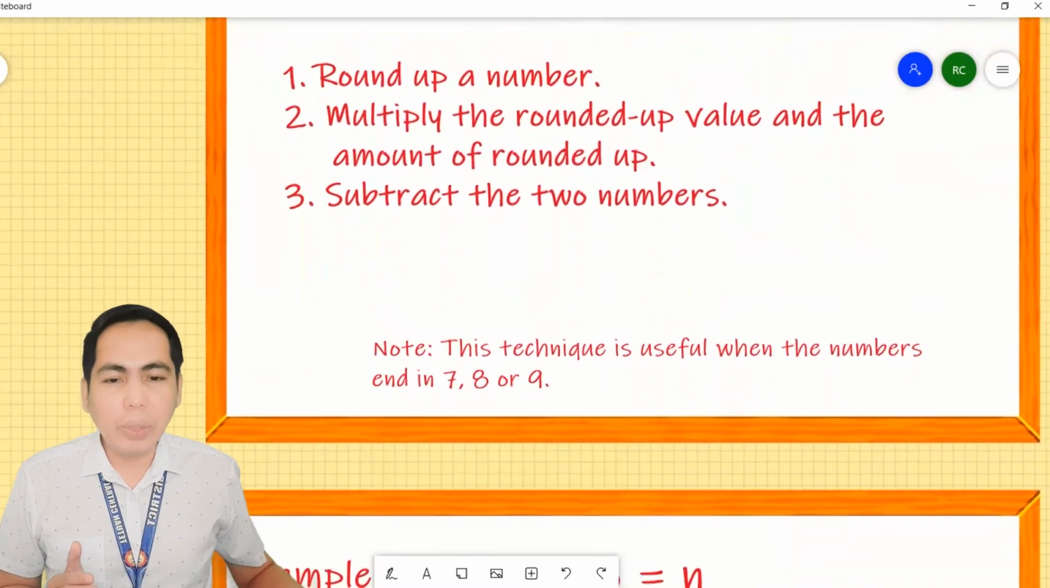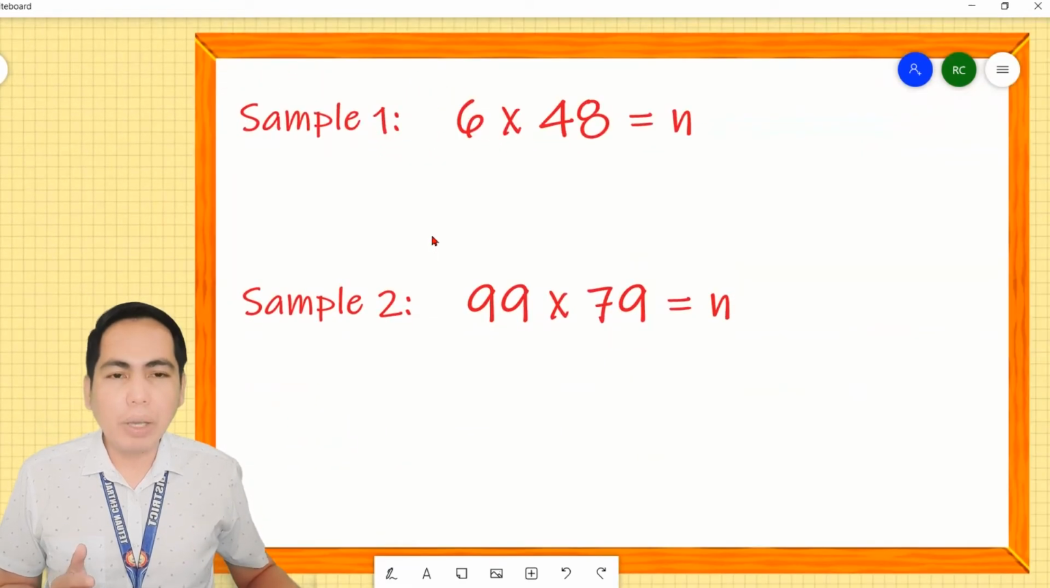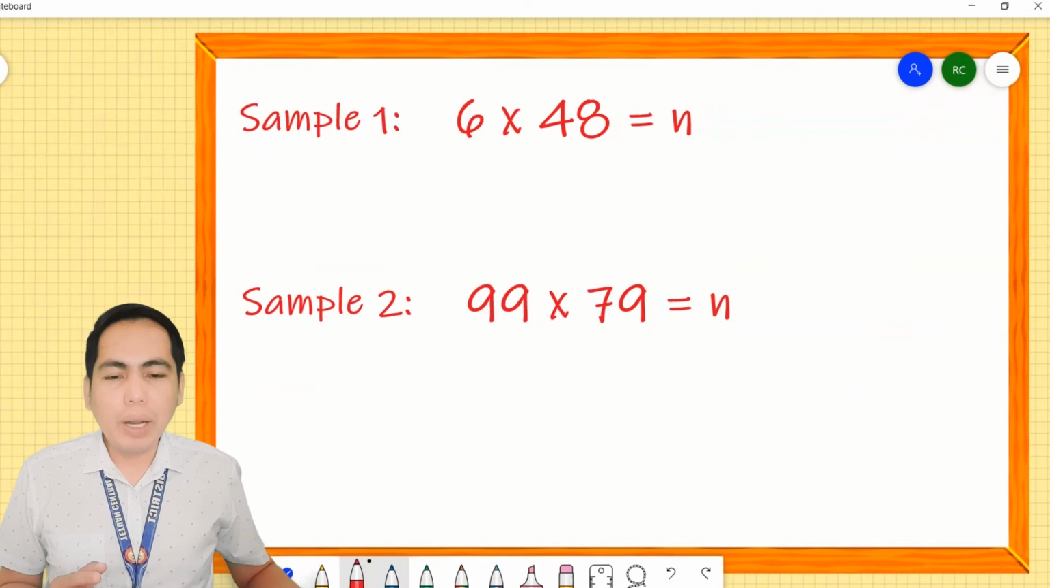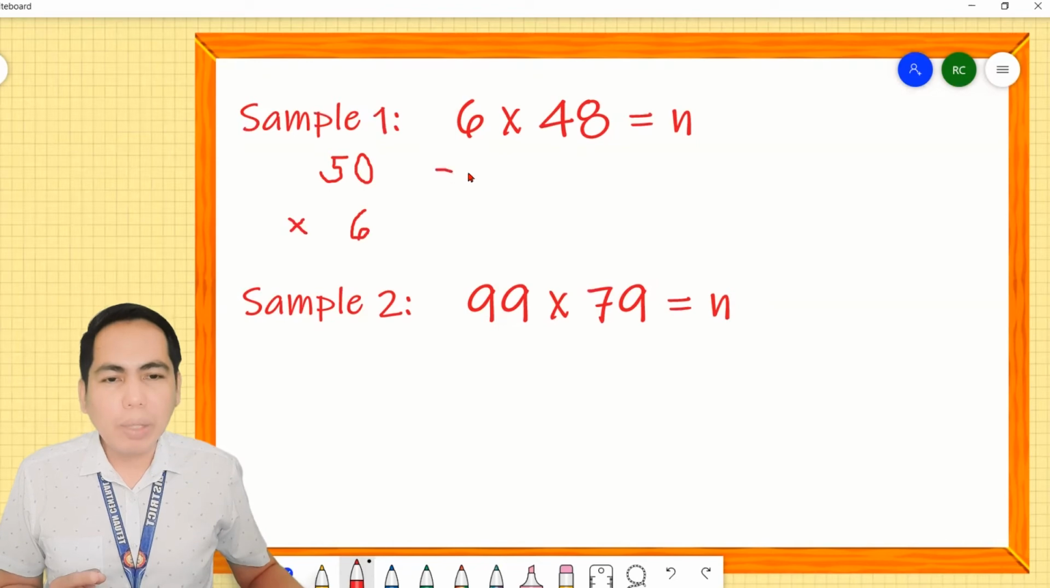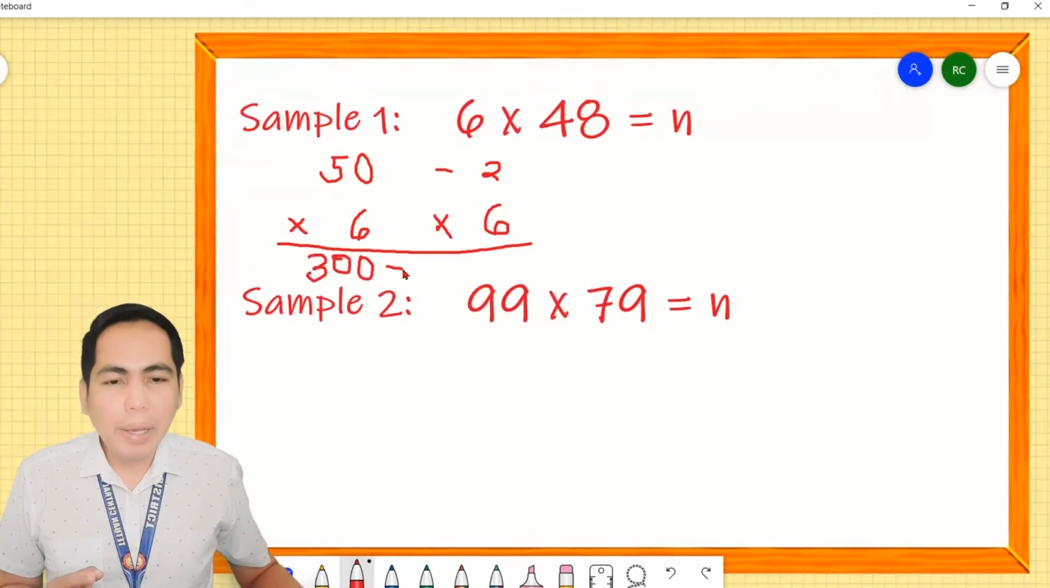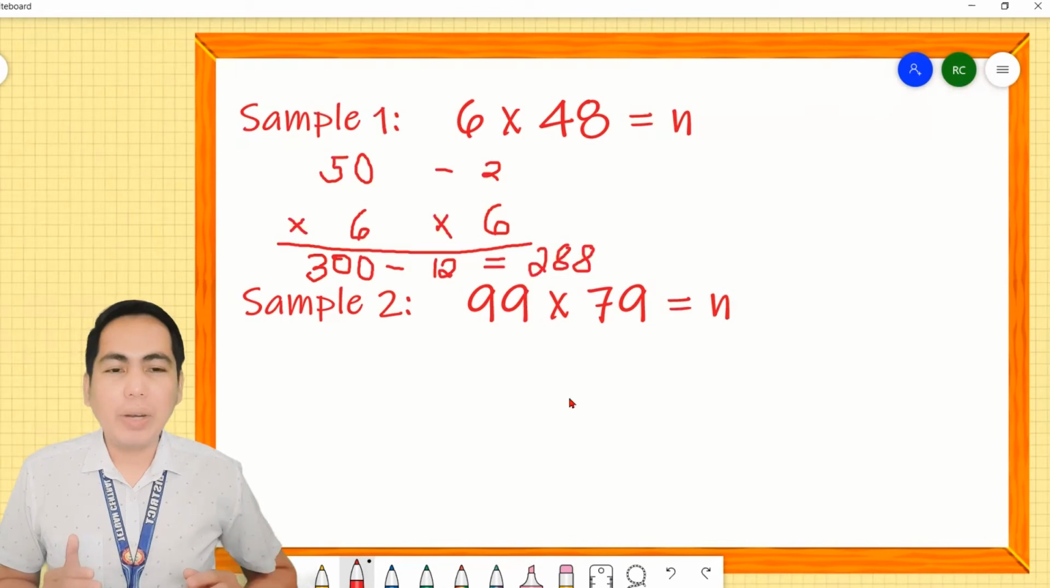So let's start with example number 1. We have here 6 times 48. In our first step, we have to round up a number. We have to round up 48. When we round up 48, it will give us 50, times the 6. When we round up the 48 to 50, we increase it by 2, so we have to subtract here by 2 times 6 also. So 6 times 50 will give us 300, minus 6 times 2, which is 12, to give us 288.